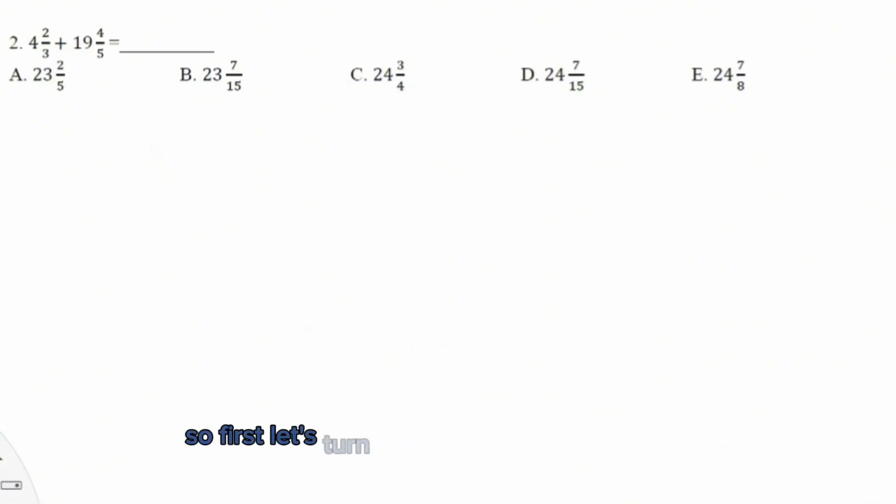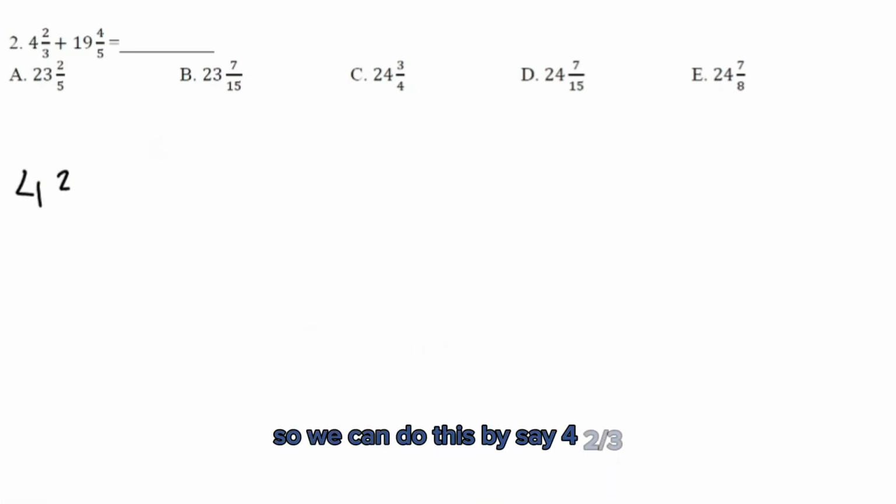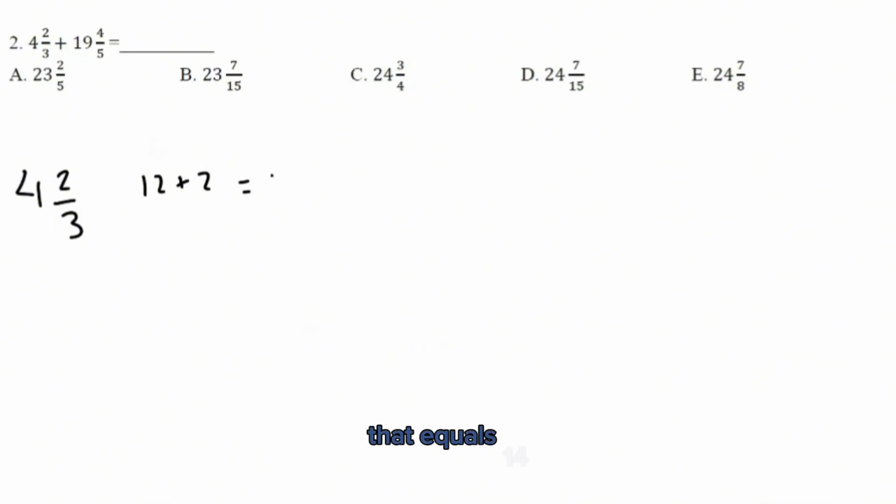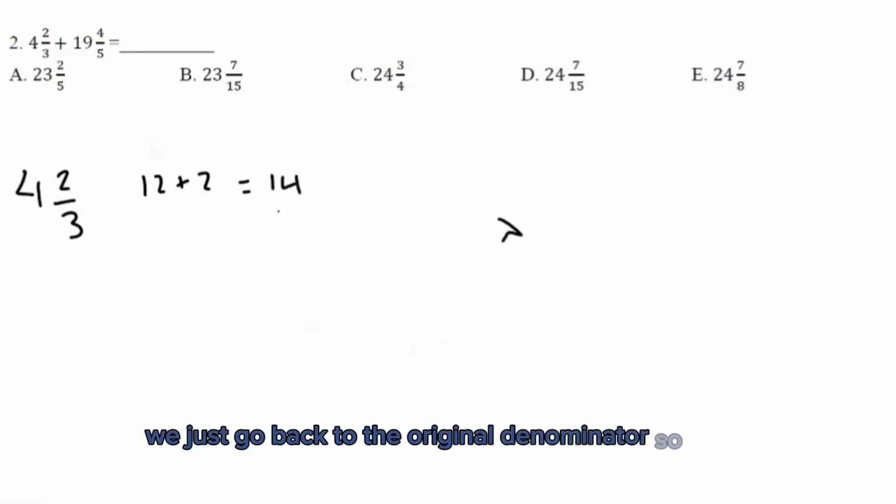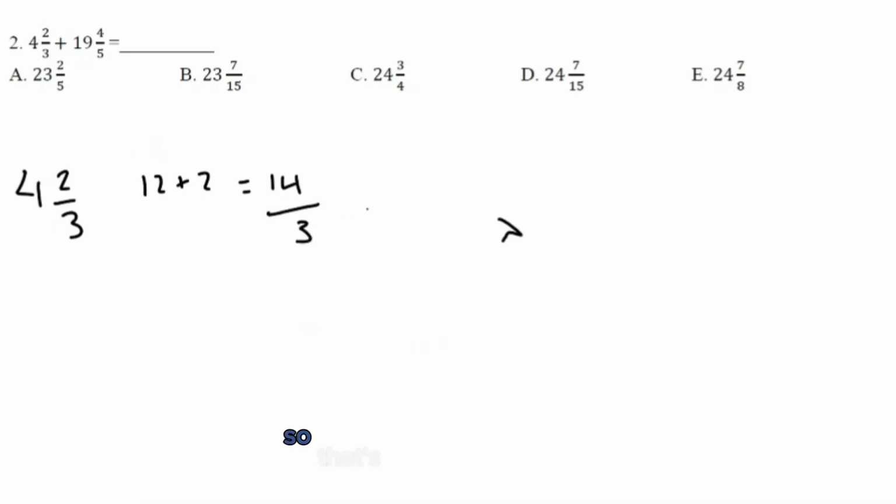Alright, so first let's turn these into improper fractions. So we can do this by saying 4 and 2/3. So we multiply 3 and 4, which is 12. And then we add the numerator, which is 2. So 12 plus 2, that equals 14. And then 14, we just go back to the original denominator. So 14 divided by 3.